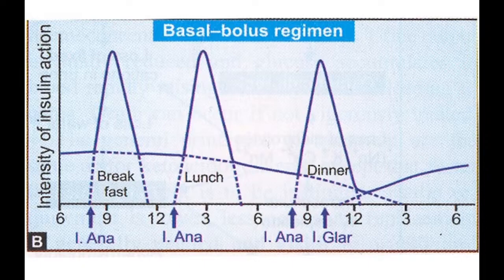How is insulin secreted by beta cells? All the time or not all the time? First of all, beta cells of pancreas secrete insulin really all the time, but not at a high level, at a low level. And we call this basal insulin secretion.